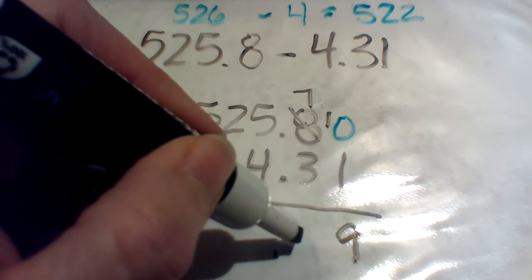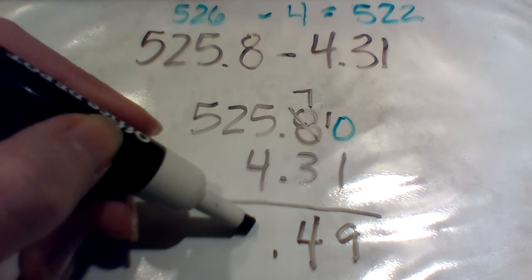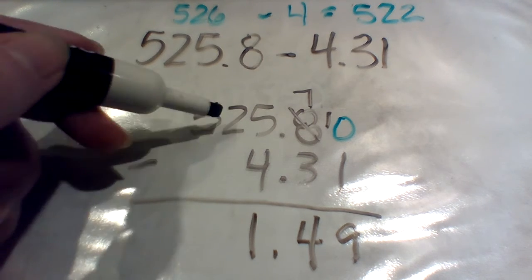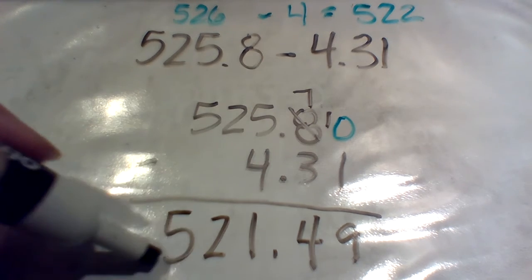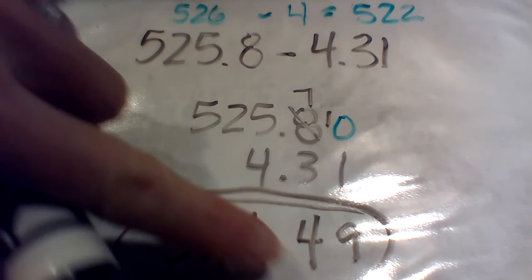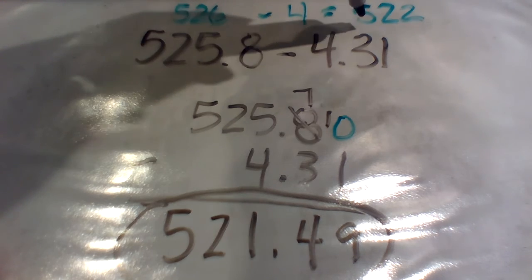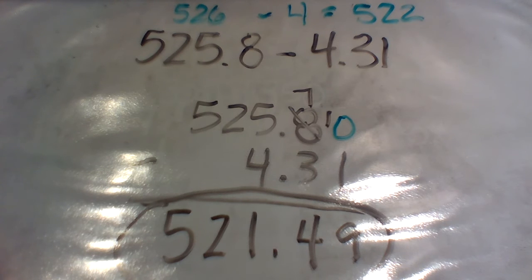7 minus 3 is 4. If I have 5 and I take 4 away, I get 1. And because there's nothing here, basically I keep the same. So my final answer is 521 and 49 hundredths, which is really close to my original estimate of 522. So my answer makes sense based on my estimate.